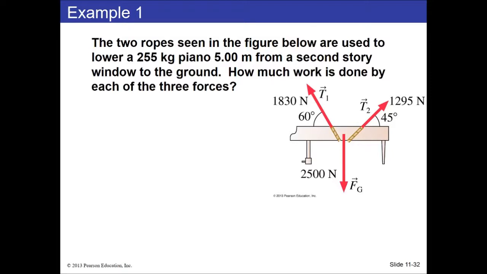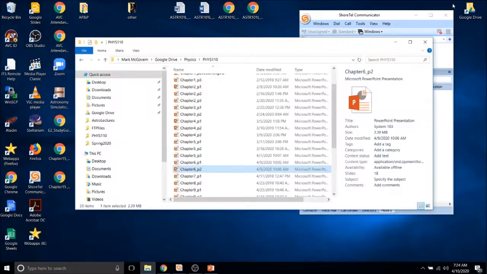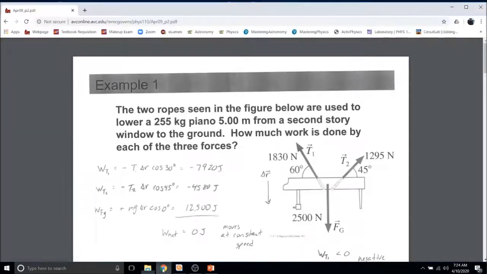And what you're going to see a little bit later in the lecture is that when we calculate all of the work being done by the forces, we can relate that to how the motion of the object changes. All right, so let's jump to the example here, which is right here.